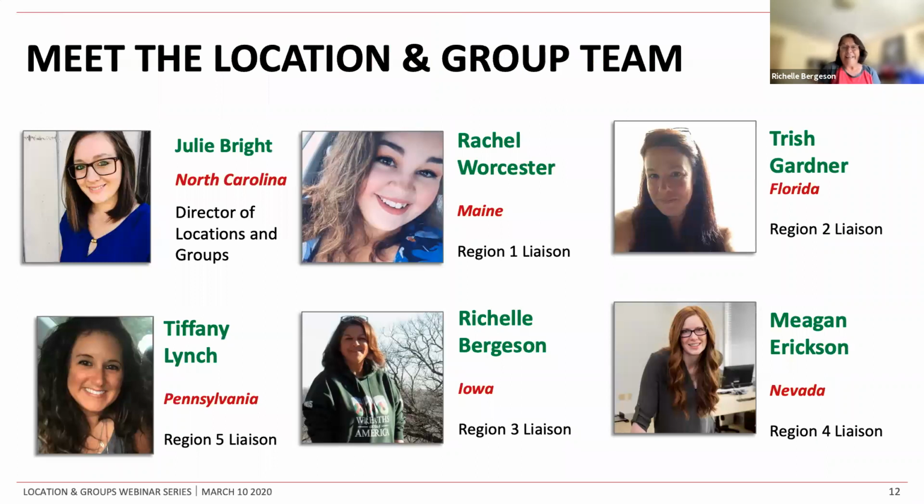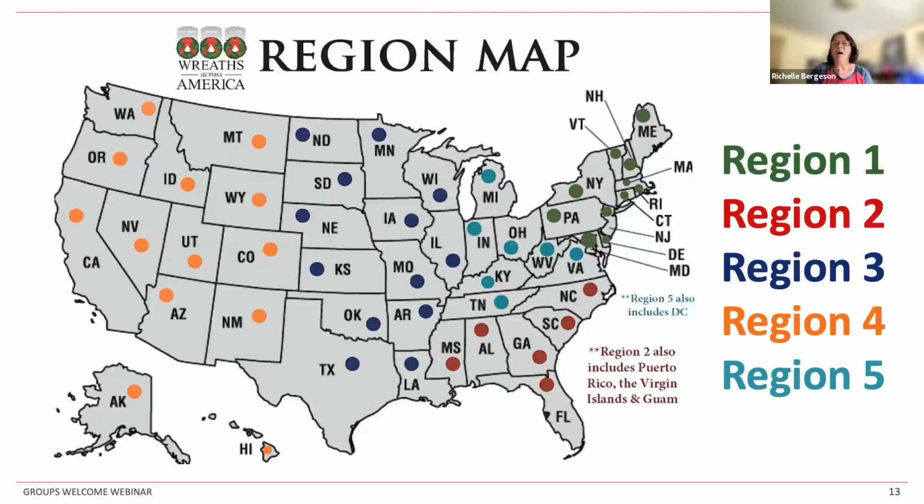To provide you with help all year round, we have the country split into regions with a regional liaison that oversees that area. I oversee Region 3, and I am your main point of contact for Wreaths Across America. Please feel free to reach out to me anytime you have questions. I'm always available and happy to help. Our region is in blue, and I oversee your area. If you know of anyone else that would like to get involved, either as a sponsorship group or to coordinate a new location, please feel free to pass along my contact information so that I can help them get started.